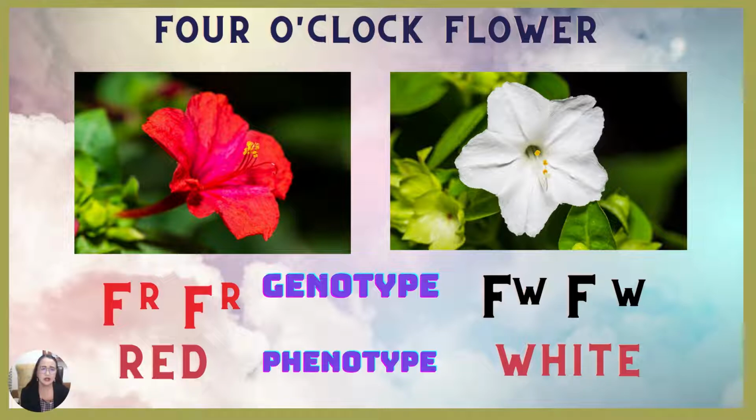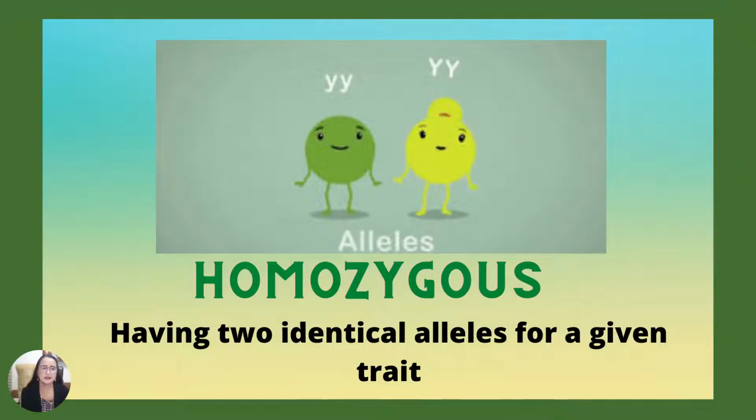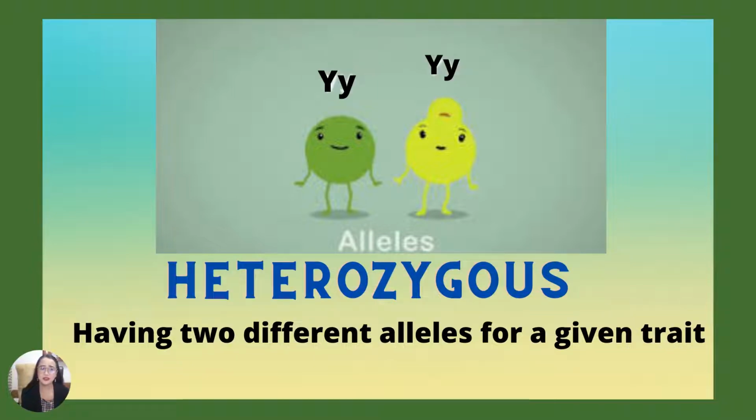So, let us now consider the homozygous and heterozygous. Homozygous means having two identical alleles. Heterozygous means having two different alleles of a particular gene. So if we are going to consider the letters, for the homozygous, it is the same letter. It can be big letters or small letters that represent the allele. And then for the heterozygous, it is a combination of a big letter and a small letter. So it is a combination of two different alleles.